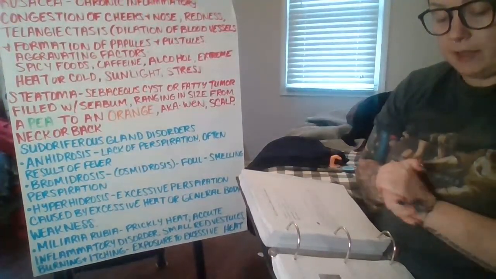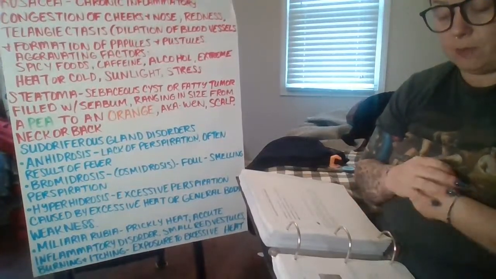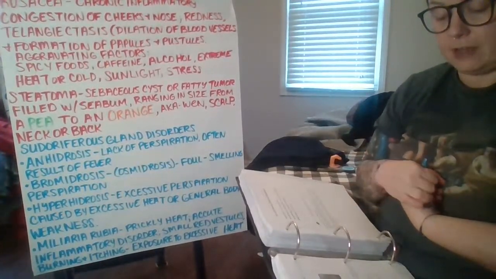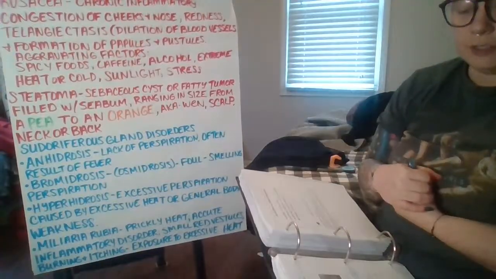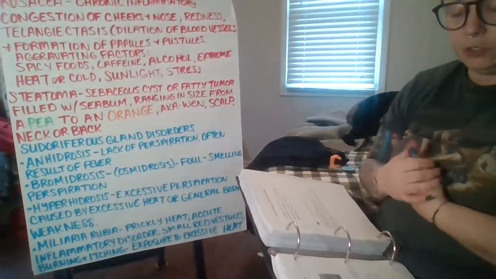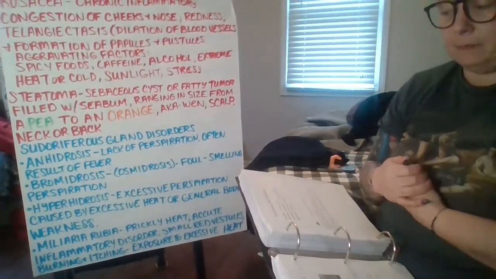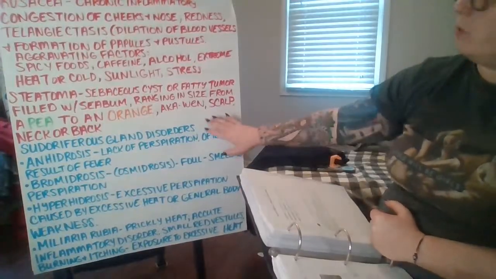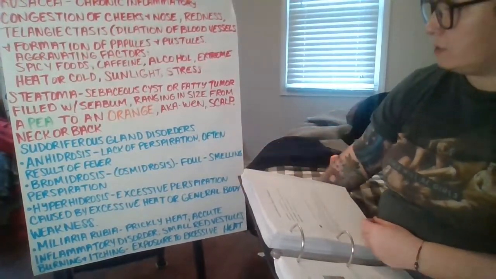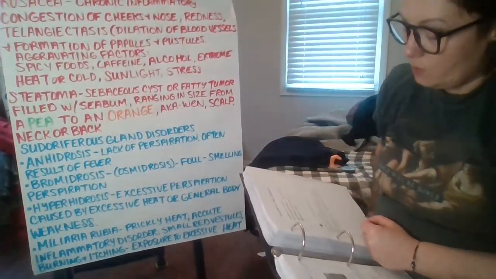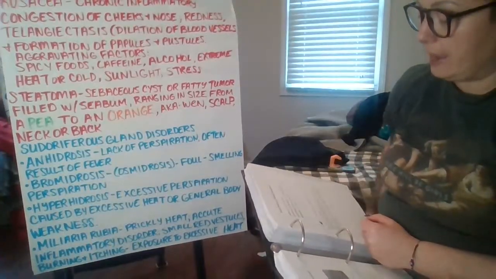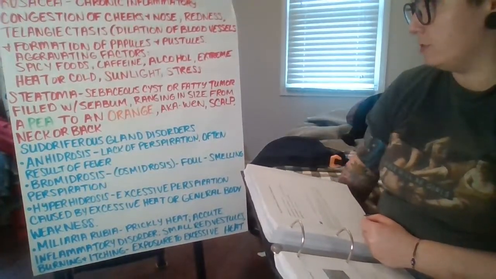A steatoma is a sebaceous cyst or a fatty tumor filled with sebum ranging in size from a pea to an orange, sometimes called a wen. These usually appear on the scalp, neck, and back. Sudoriferous gland or sweat gland disorders. We have anhidrosis, which is a lack of perspiration. It's often the result of a fever.